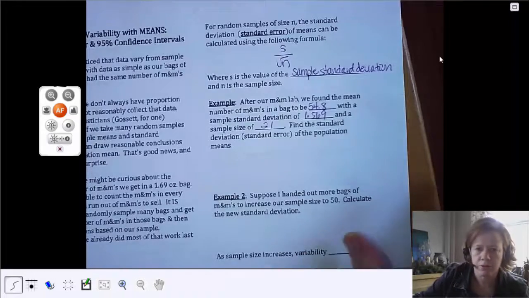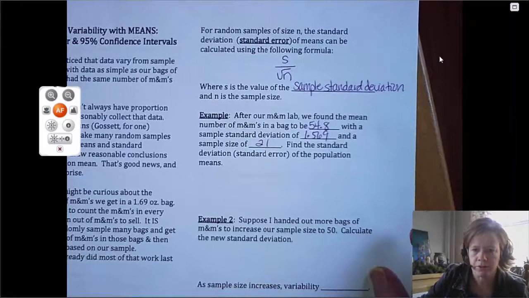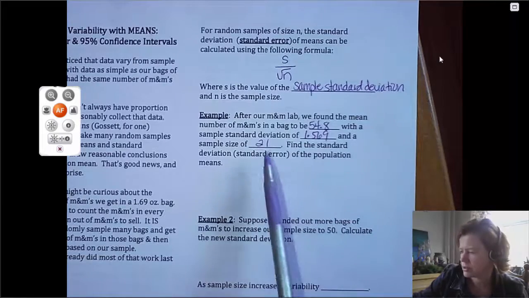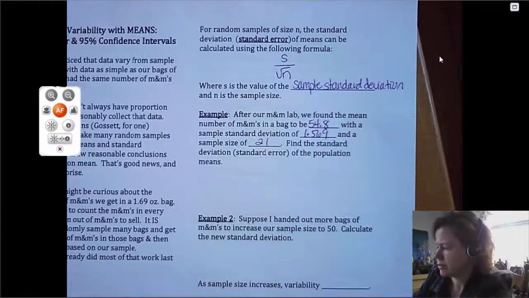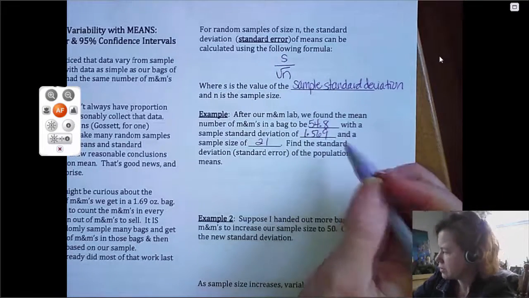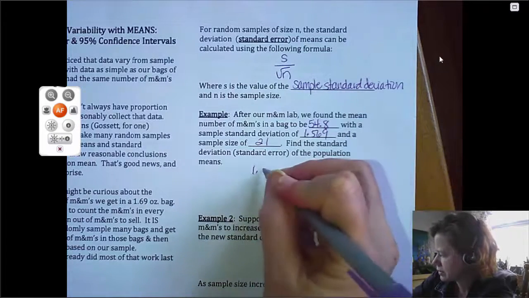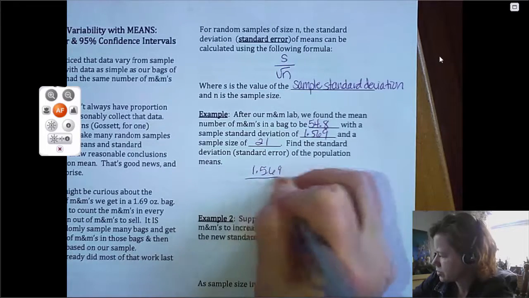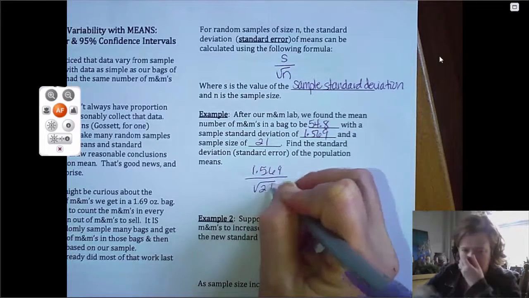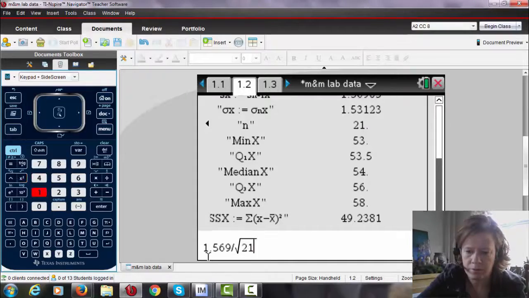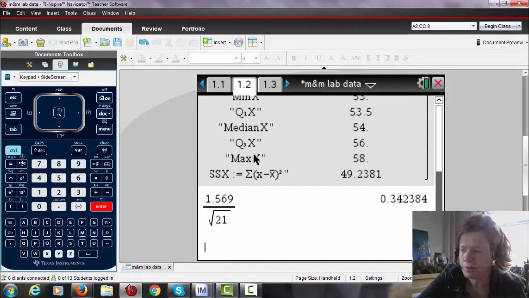Now going back to our new information, there's our mean, our sample standard deviation, and our sample size. We can find our standard error now by plugging in. So our sample standard deviation was 1.569 over the square root of our sample size, 21. And so the standard error of these means is 0.342 or so.